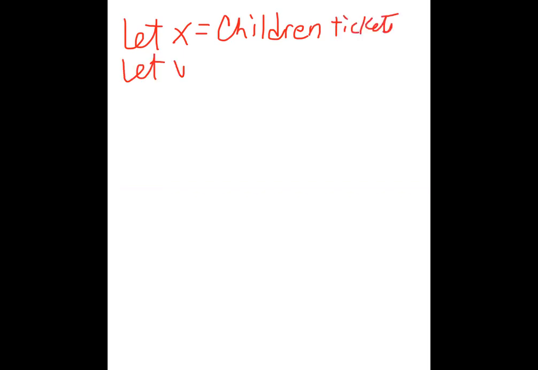So I don't know how many adults went, and I also don't know how many children went. So I'm going to say x, I have x be children, and it doesn't matter if you have x be adults or x be children, but you need to set it up in the beginning. So x will be children tickets, and then y, I'll have y be adult.